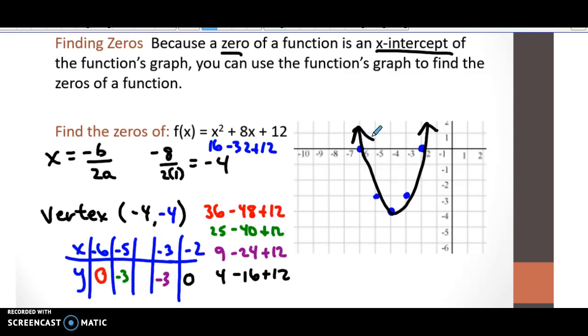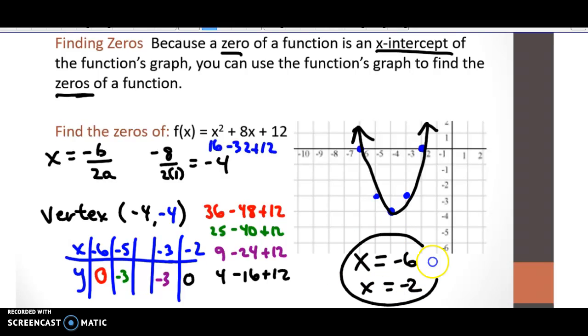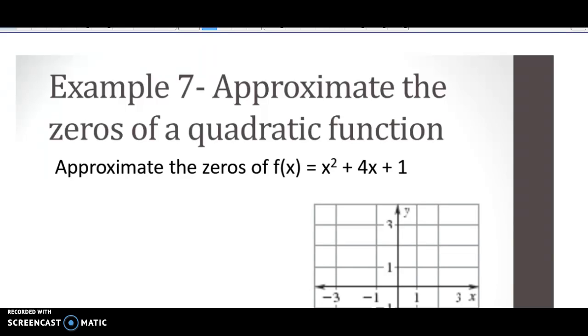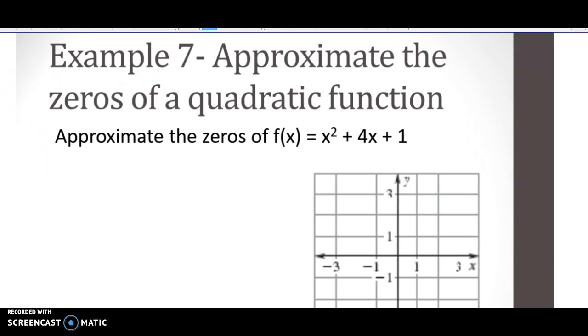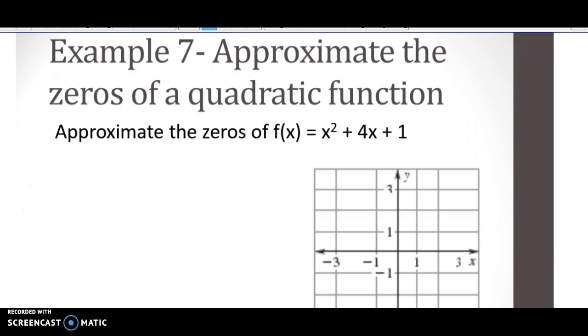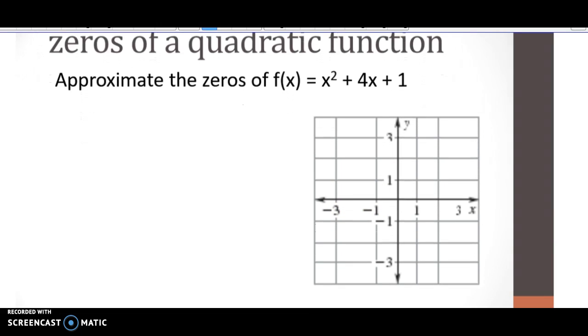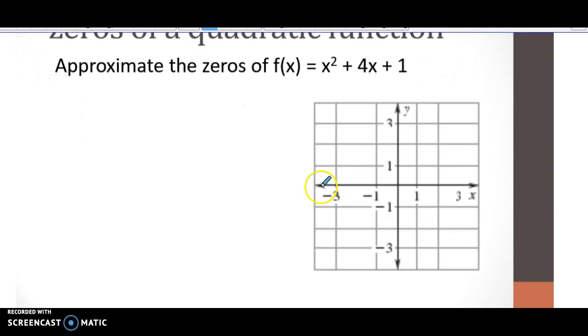So if I need to know the zeros of the function, those would be -6 and -2 because they're my x-intercepts. All right, sometimes we might have to approximate these because when we graph our parabola, they are not going to cross in an exact location on our graph. So we're still going to follow the same process, but when we are reading these x-intercepts, we're going to have to approximate them.